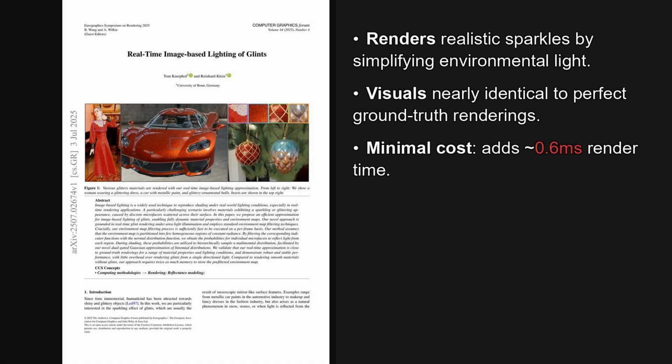Alright, so to wrap up, we've seen a really practical and clever method for rendering glints, those tiny sparkles you see on glittery or metallic surfaces. The authors manage this by taking complex image-based lighting, which again is using a full 360-degree image to light a scene, and simplifying it into just a few key brightness levels. The result is a technique that's both incredibly fast and visually convincing, making it a big step forward for real-time graphics.